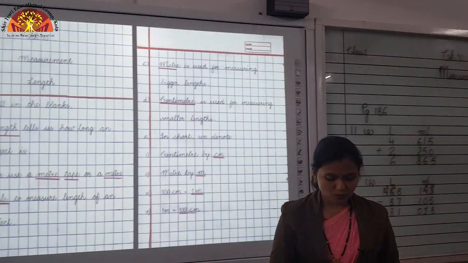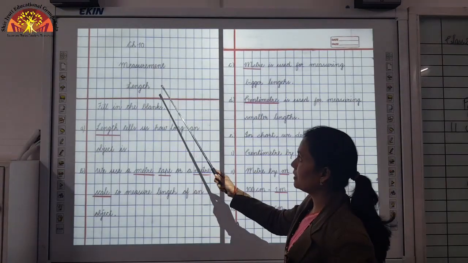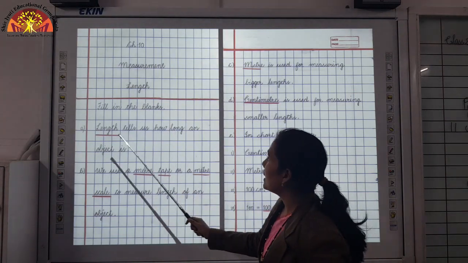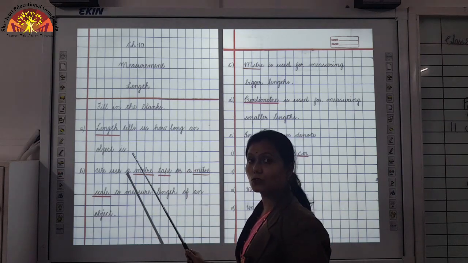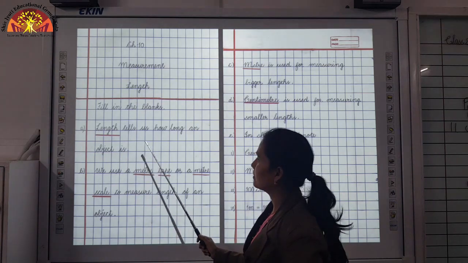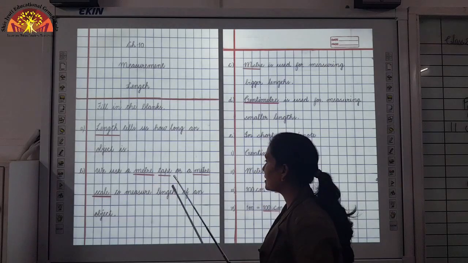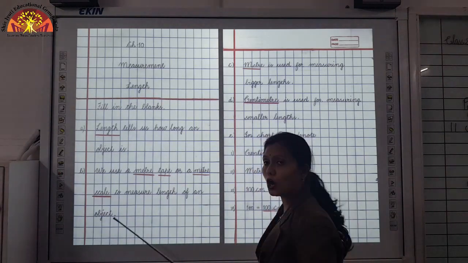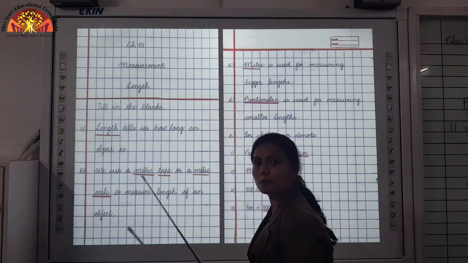Now let's move to copywork of this chapter. Chapter 10, measurement length, right? Fill in the blanks. A. Dash tells us how long an object is. So it is length, L-E-N-G-T-H, right? B. We use a dash or a dash to measure length of an object. So what is it? It is meter tape or meter scale.